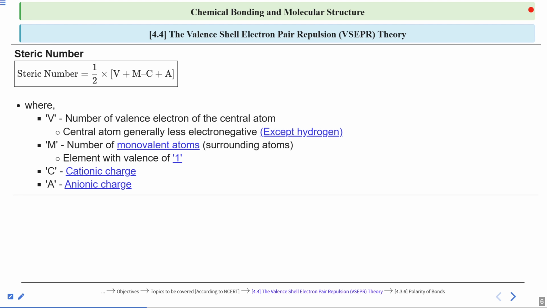Now, in the first part of the lecture, I will deal with those molecules that have only bonded electrons around the central atom. I will not take molecules which have a lone pair around the central atom. For those molecules, we have to talk about the repulsion and all, so I will deal with it later on. So first, let us apply this formula onto simple molecules which have no lone pair on the central atom.